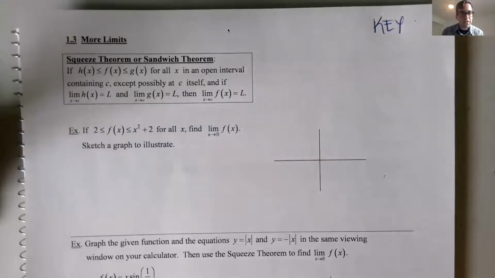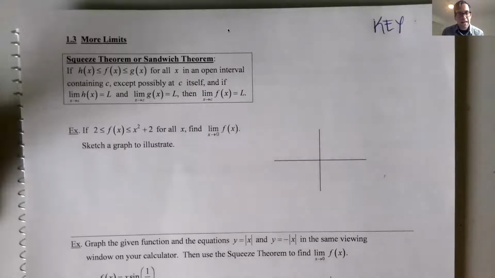So we've got the squeeze theorem, which is sometimes also called the sandwich theorem. And it says if h of x is less than or equal to f of x, which is also less than or equal to g of x, for all x in an open interval containing c, except possibly at c itself, and if the limit of h of x is L and the limit of g of x, both as x approaches c, is also L, then the limit for f of x is L.